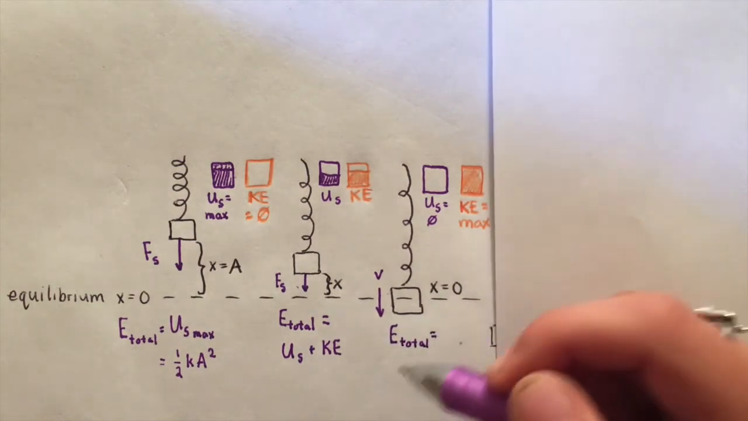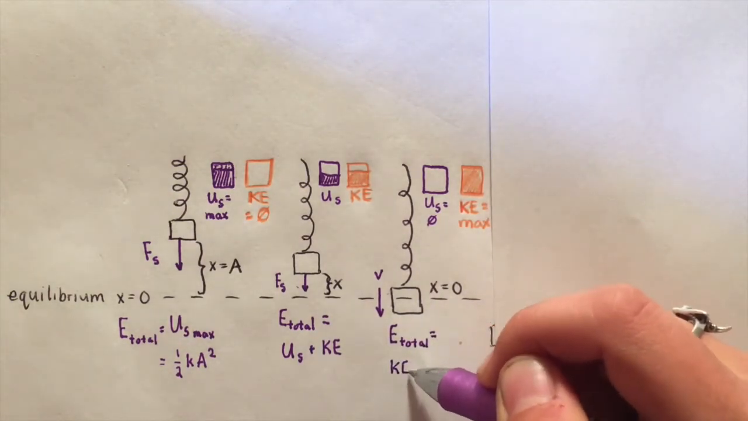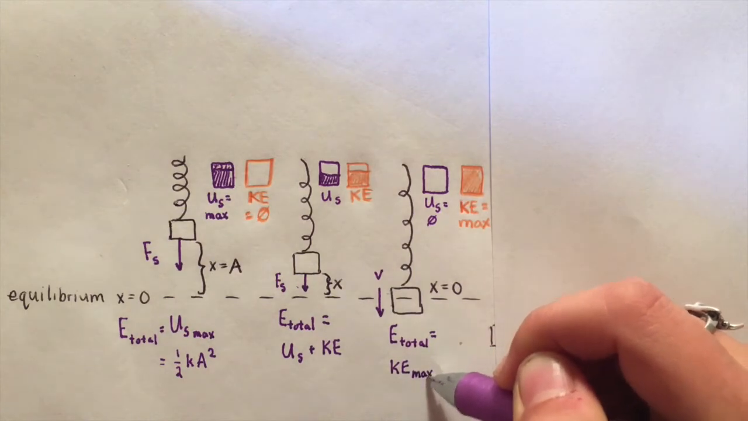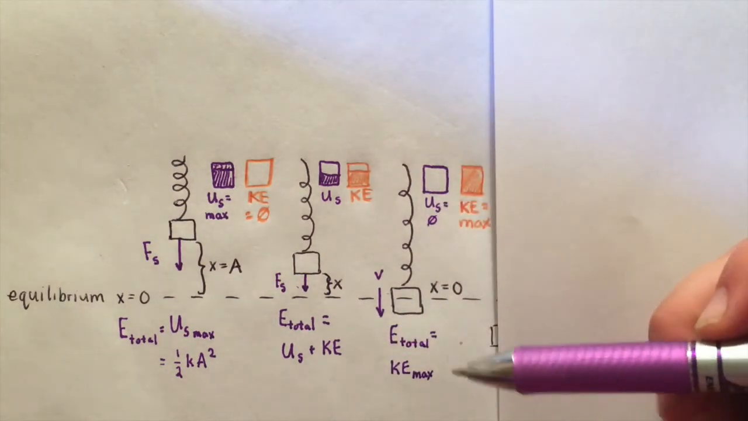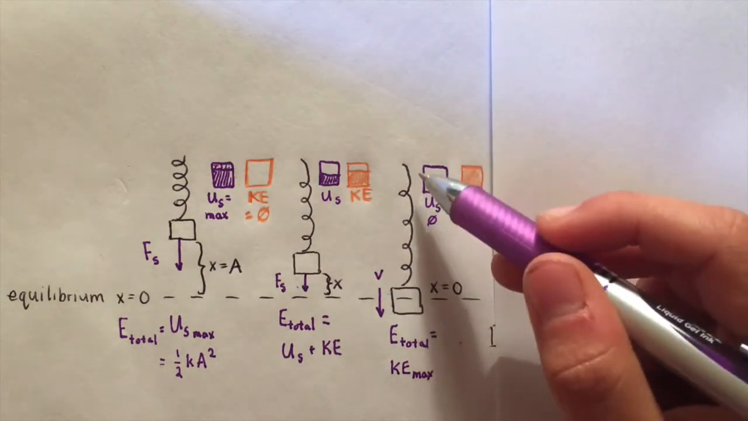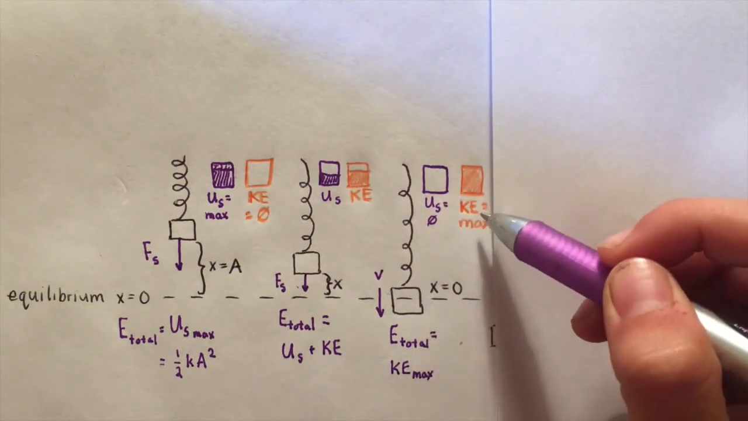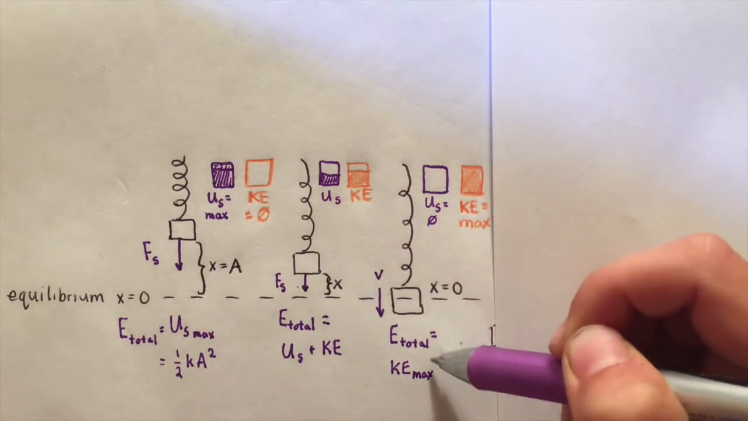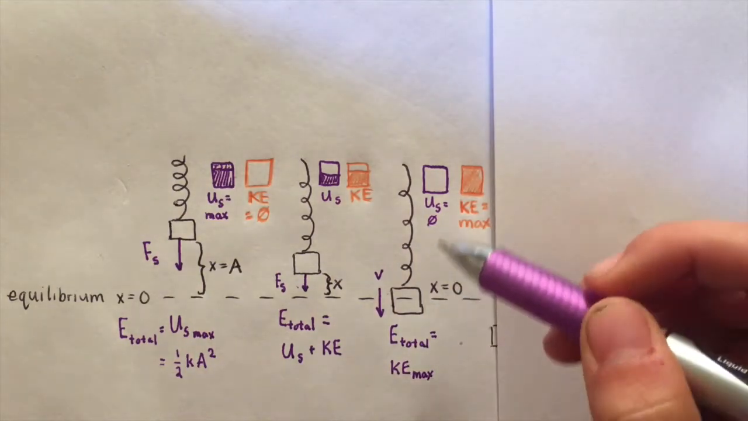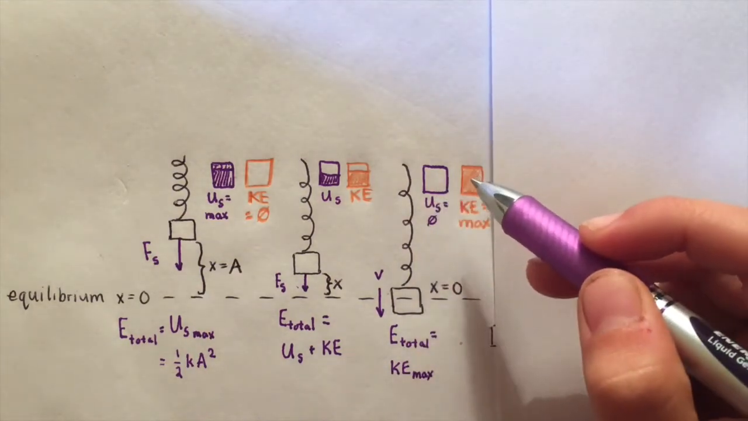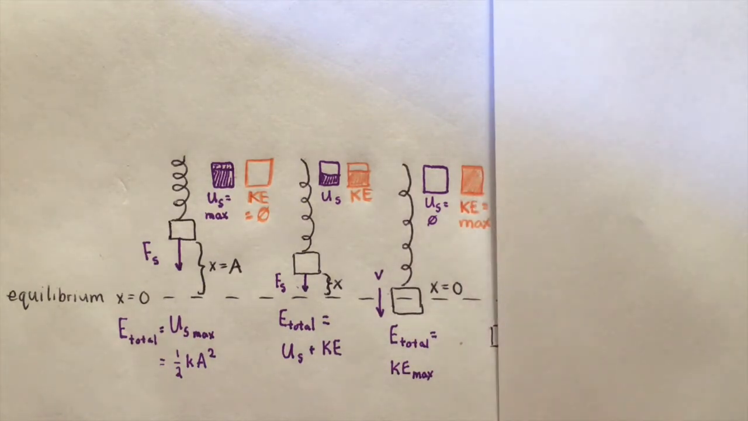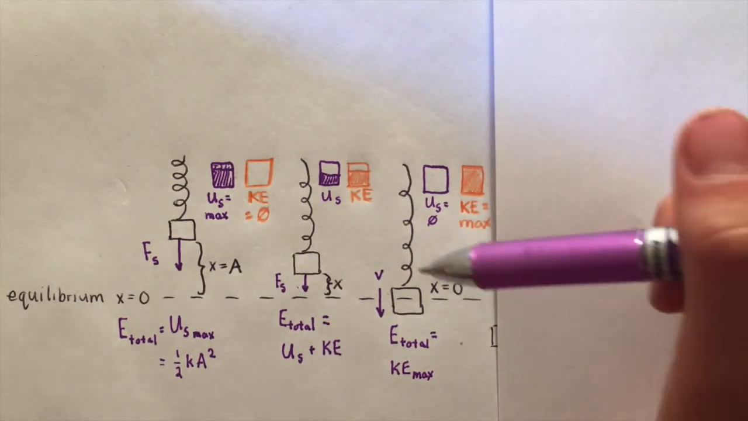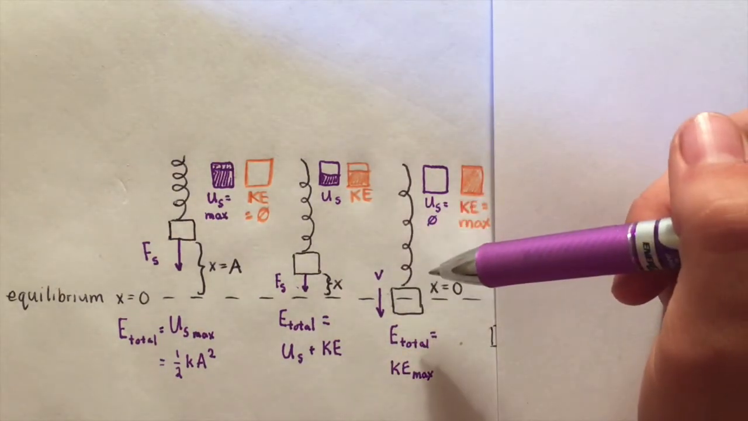Is equal to the kinetic energy maximum. I have no spring potential energy to plug into my equation, so the only type of energy I have at this point in the cycle is kinetic energy. And so that kinetic energy is at its maximum because now all of the total energy is in the form of kinetic energy. That means that the speed is also at its maximum. So as the system passes equilibrium, it is moving at its fastest.